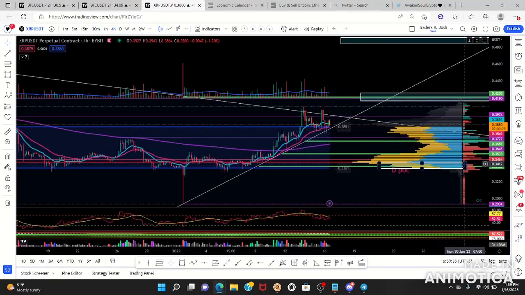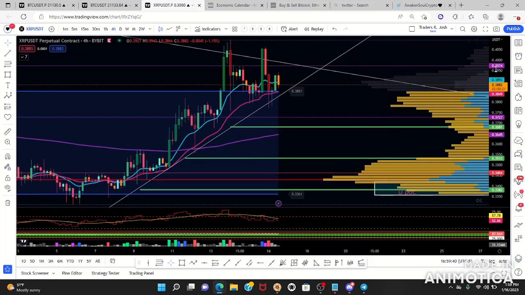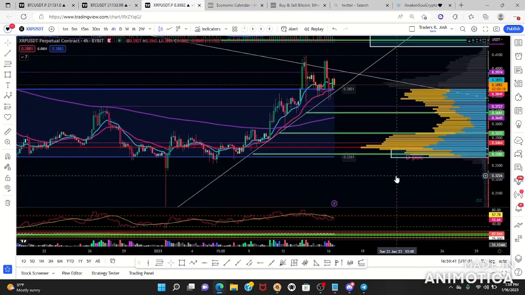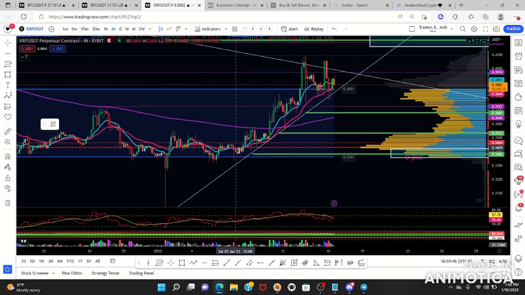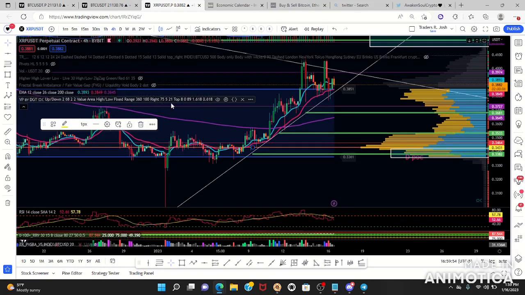Let me zoom in here. Okay, so the 4 hour POC is under the daily POC. So for me, that means that we're possibly going to move to the downside just based on that information.